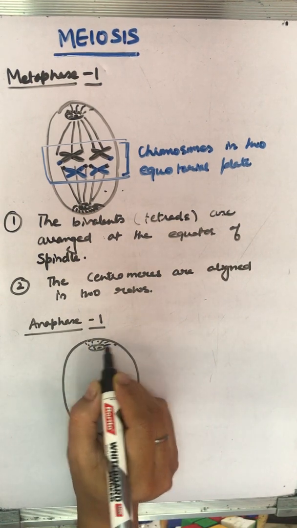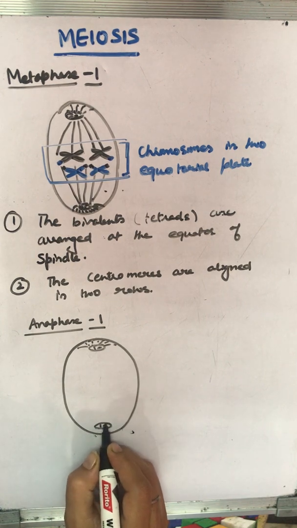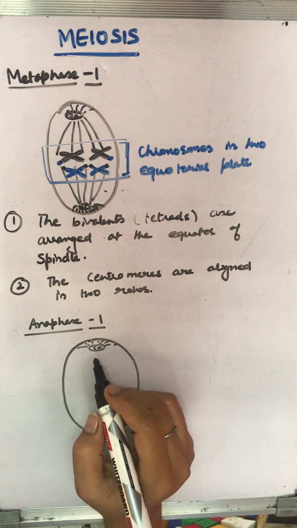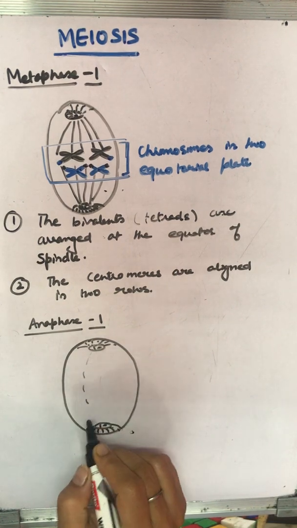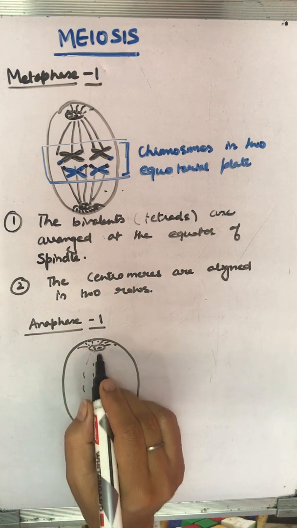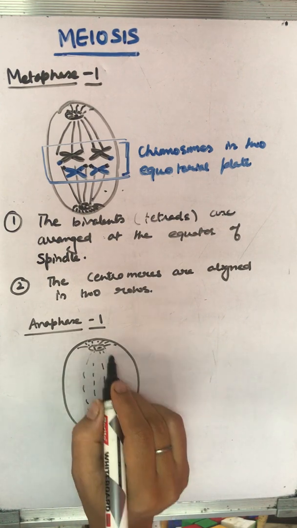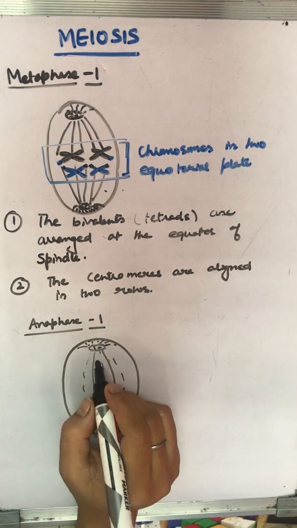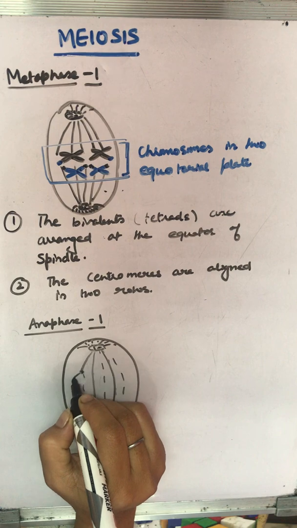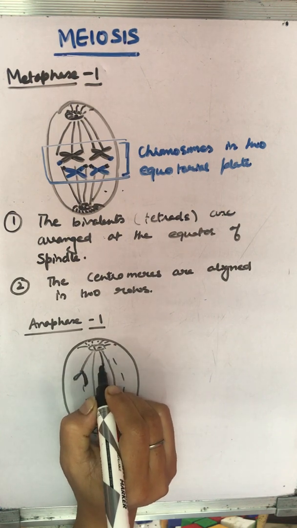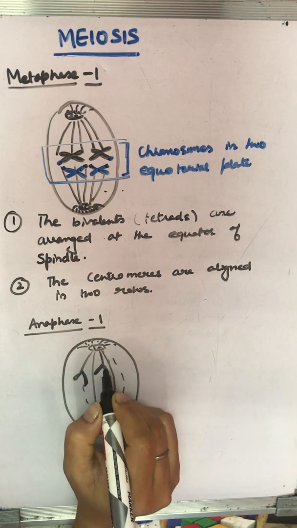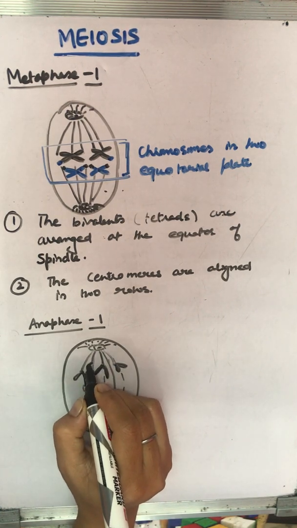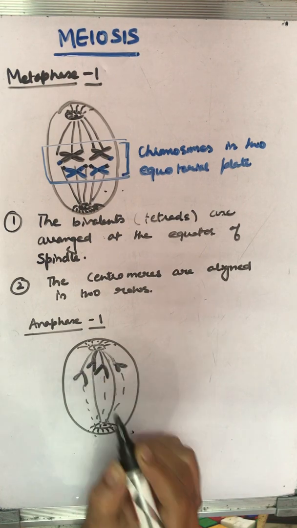Again, we are making the same spindle apparatus. Every time we have to make it without forgetting. And here we show how the chromosomes will recede towards the opposite poles. Now, this one like this. Remember, we discussed that these move in I, J, L and V shapes.